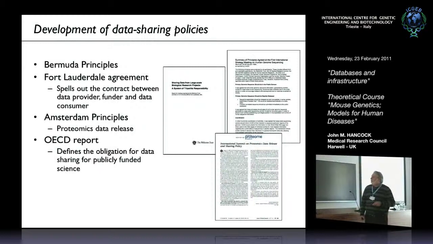And there have been follow-ups, so there's the Amsterdam Principles for Proteomics, which is a very similar kind of principle. And the OECD published a report which basically said that scientists have an obligation to make their data freely available. Now, there are limits to this: you have a right to publish your data before you make it available, obviously, and you have a right to keep it back for a certain amount of time under certain circumstances. But large projects in particular, which are public projects, have an obligation to make their material and data available as quickly as they can.